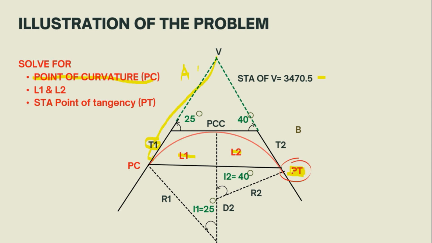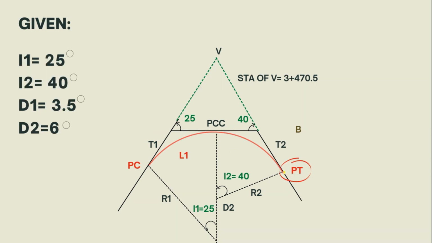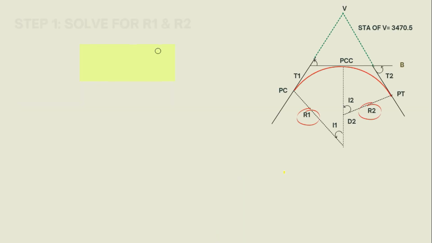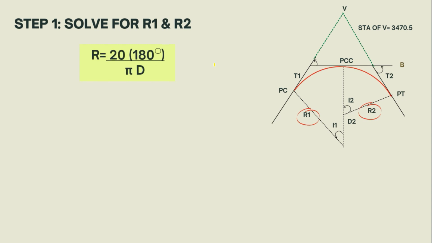So the first step in this problem is to solve for the radius R1 and R2. Radius 1 and radius 2. Why do we have to solve for R1 and R2? We have to solve R1 and R2 since in the problem we have to solve for L1 and L2, and we cannot solve L1 and L2 without the value of the radius.